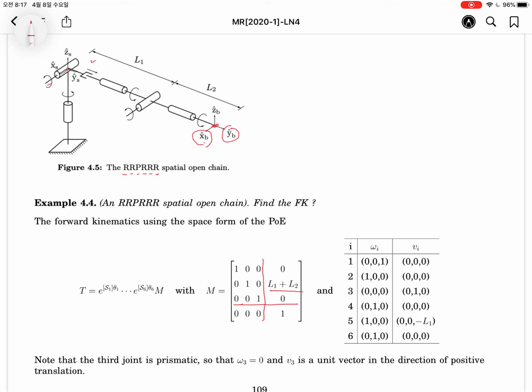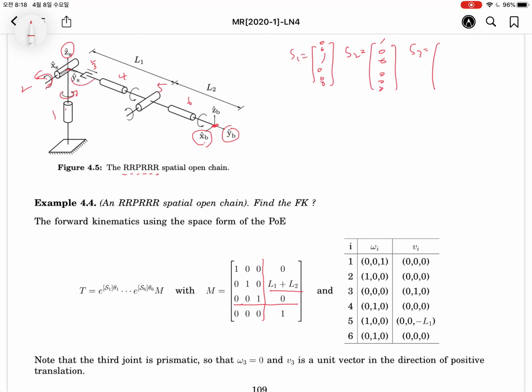The remaining task is obtaining the screw axes. This is the 1, 2, 3, 4, 5, 6 joint. Let's obtain S1. S1 is 0, 0, 1 because this rotation movement corresponds to the z-axis. It goes through the origin, so 0, 0, 0 linear velocity. S2 corresponds to x-axis movement, 1, 0, 0, and the linear velocity will be 0.